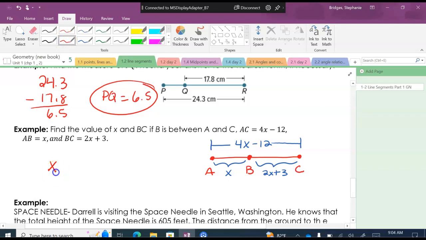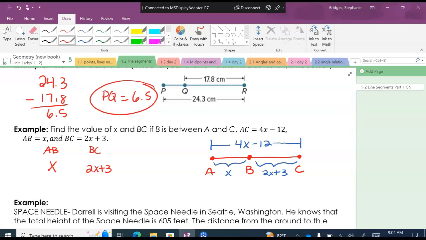X. Okay, so there's AB. That's my small segment. I'm just writing it up top. You don't have to write that AB. And then what's the other small segment? It is 2x plus 3. That's BC. And what should I do to those to get it equal to the big one?